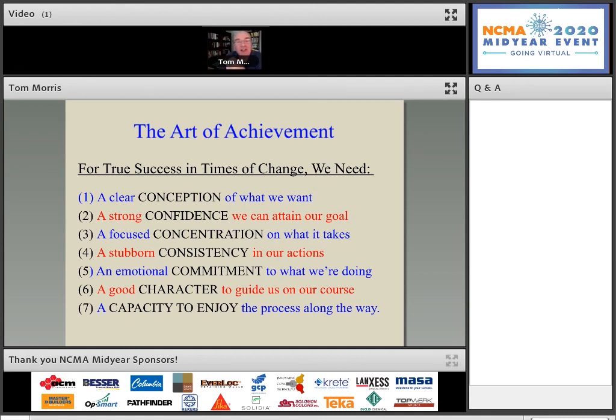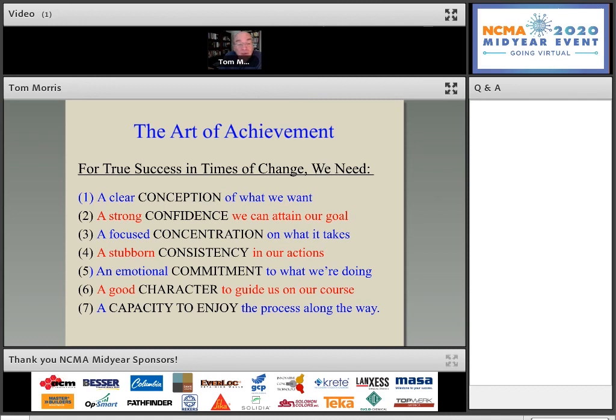Number 3, we need a focused concentration on what it's going to take, right? Break it down, divide and conquer. Number 4, a stubborn consistency in our actions. That doesn't mean doing things the same way we used to do them. You can't do that in times of change. It means making sure your actions are harmonious with your goals and your deepest values.